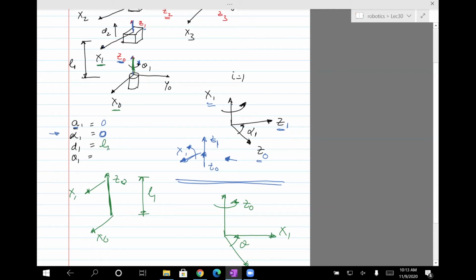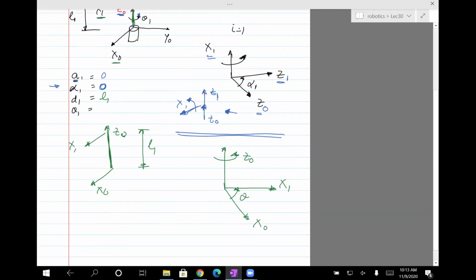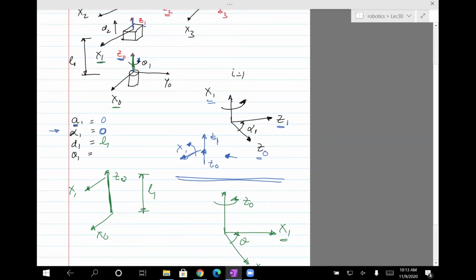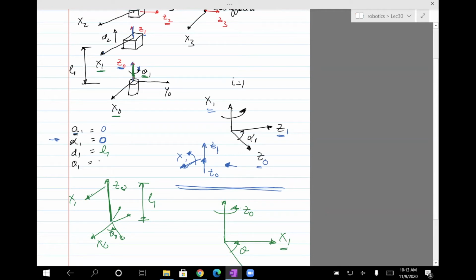And finally, we need to find the angle between x0 and x1 along z0. Right now, x0 and x1 are parallel to each other, but when the motor applies a torque, theta 1 will change. So x0 is basically going to be rotating this way. So that's theta. At this instant of time, the way I've shown the axis, the angle is 0. However, as the motor applies a torque, theta changes. So I would put here theta 1 instead of putting 0, because that's the thing which is controlled.